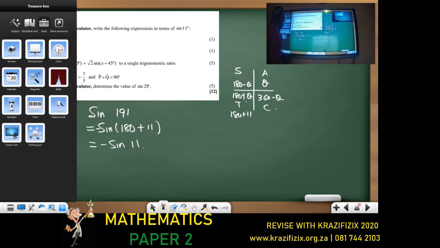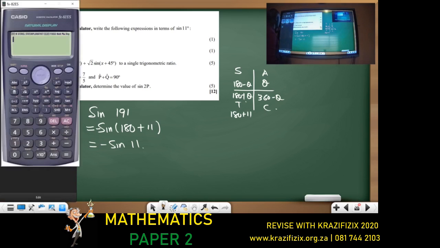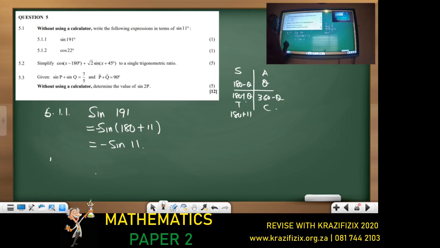Alright, a quick cheat would be to do this. Because no one is seeing you, sine 191 equals to that. Then shift sign of your answer. And that's your negative there, and your 11. You're done. It's 1 mark. You can quickly use it and put the calculator away.